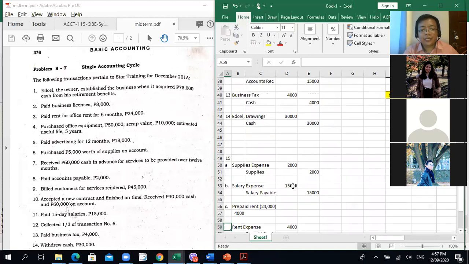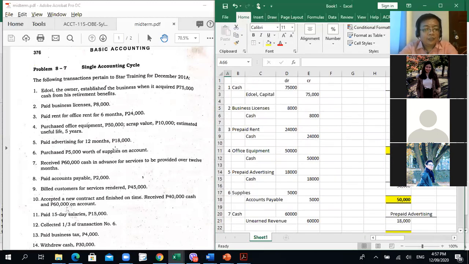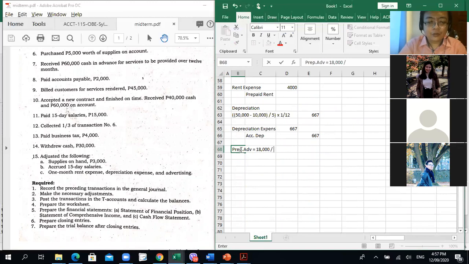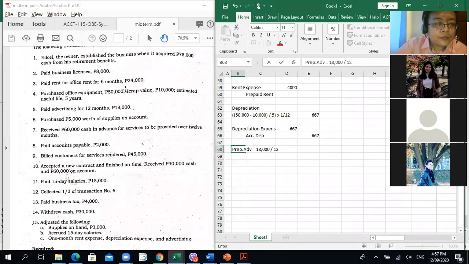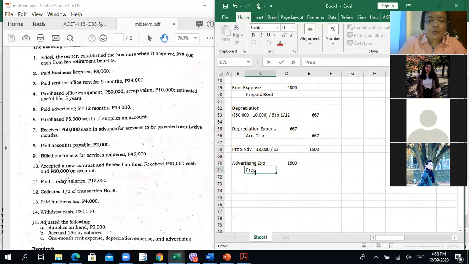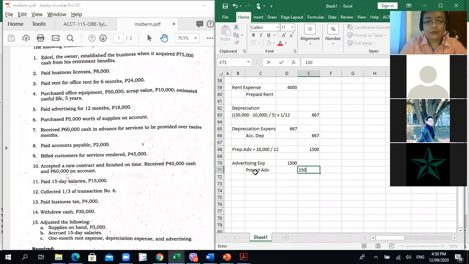Next, the last one is all about advertising expense. How much is the advertising here? 12 months, so just divide 18,000 by 12. In terms of prepaid advertising, 18,000 divided by 12 is 1,500. Just the entry: advertising expense of 1,500, and you credit prepaid advertising of 1,500.